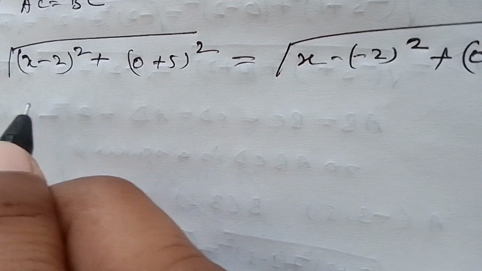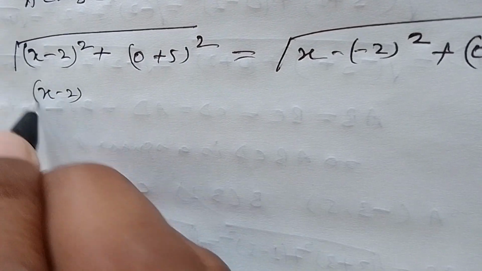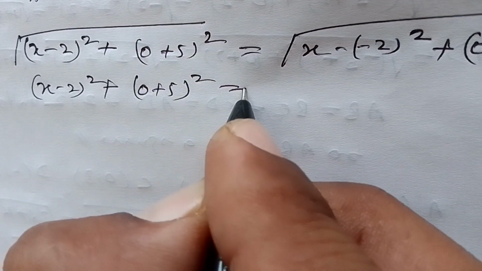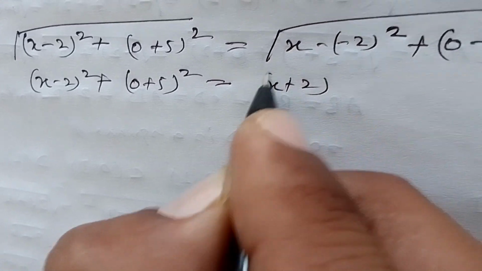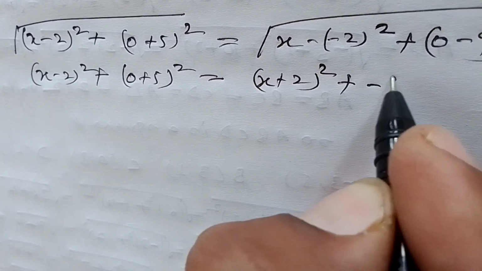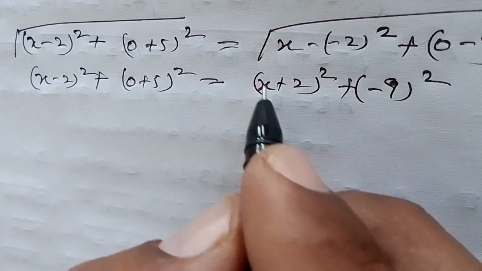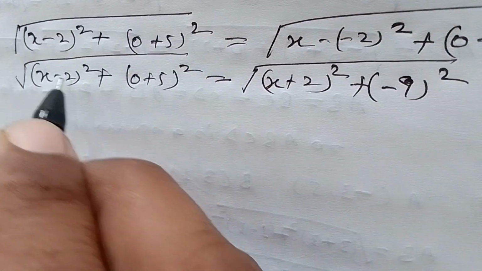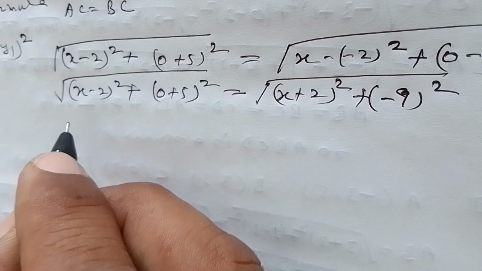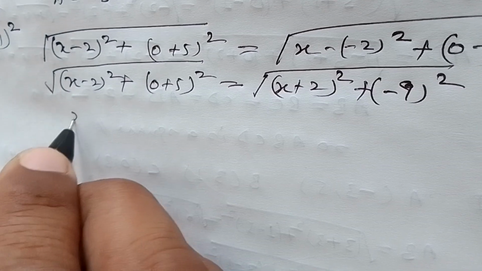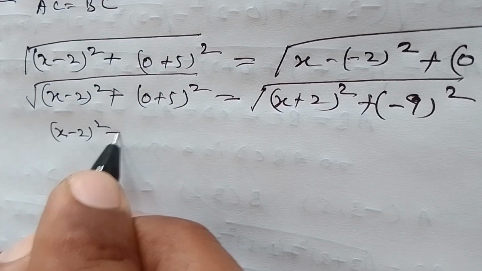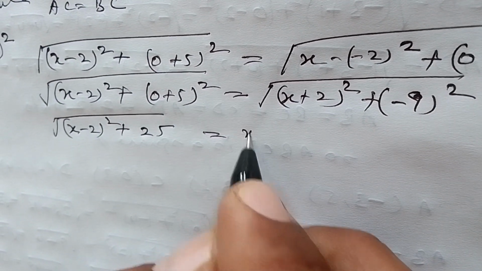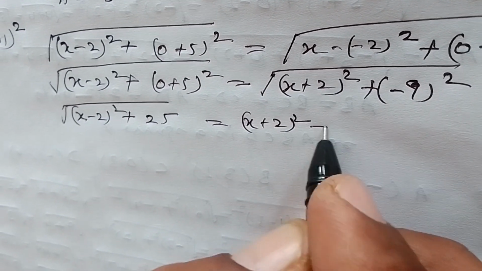So it will come out to be x minus 2 square plus 0 plus 5 square is equal to x plus 2 square plus minus 9 square under root. Here is also under root. We can cancel the under root also, but proceeding further we will calculate it as x minus 2 square plus 25 equals x plus 2 square plus 81 under root.